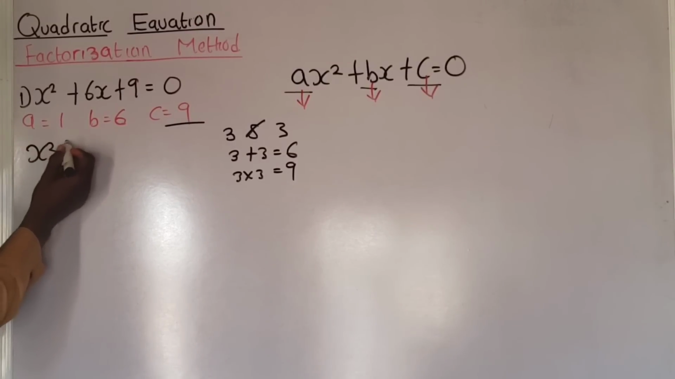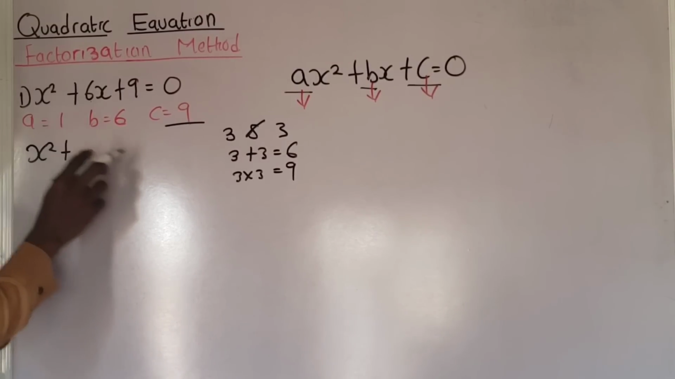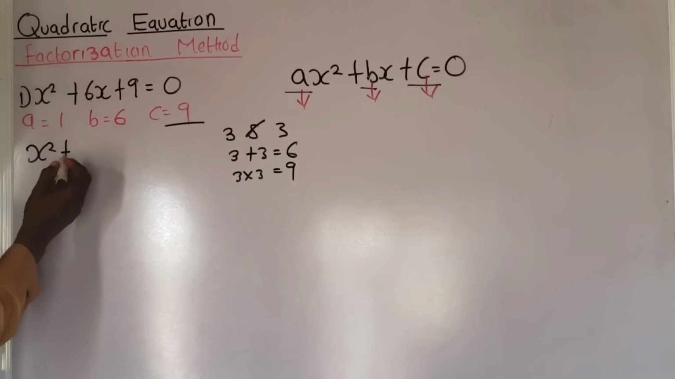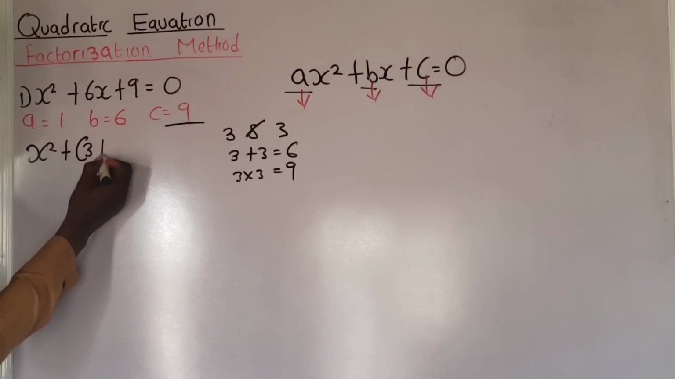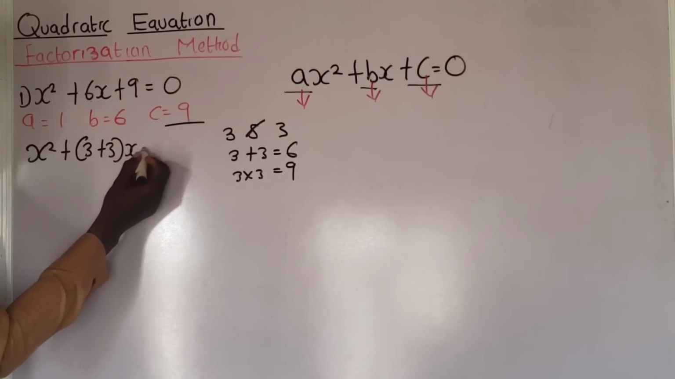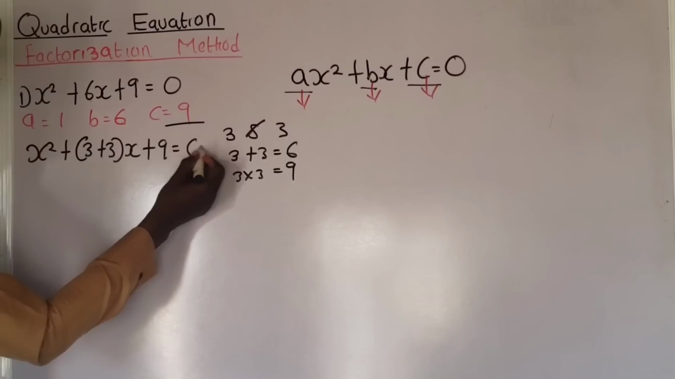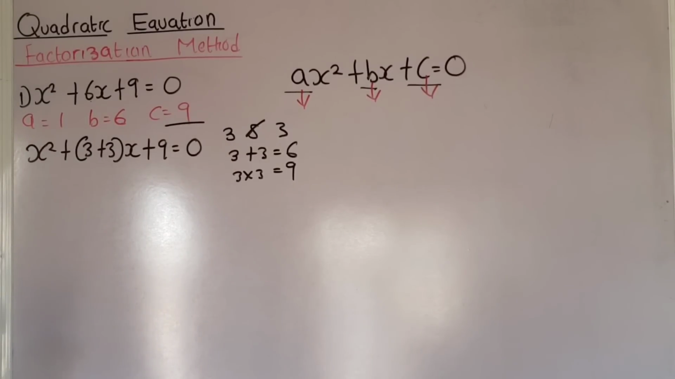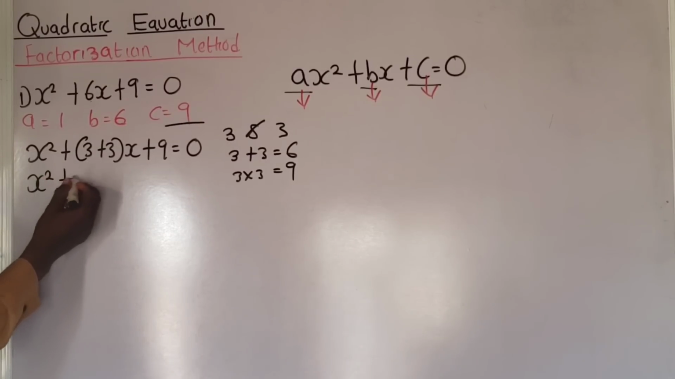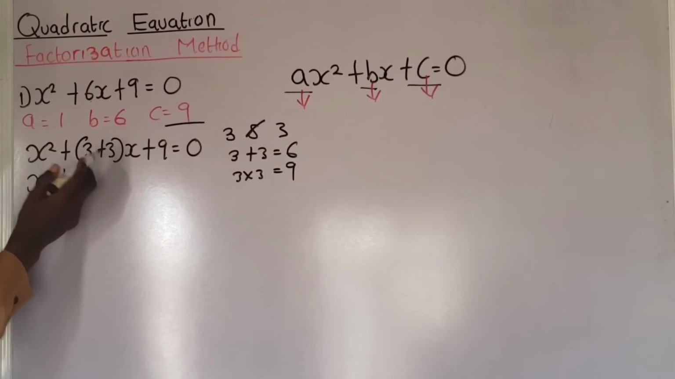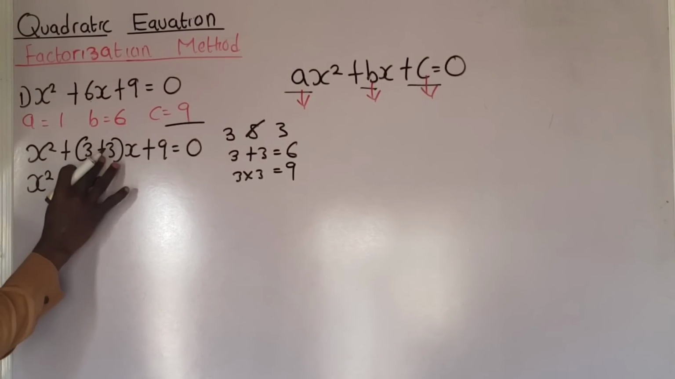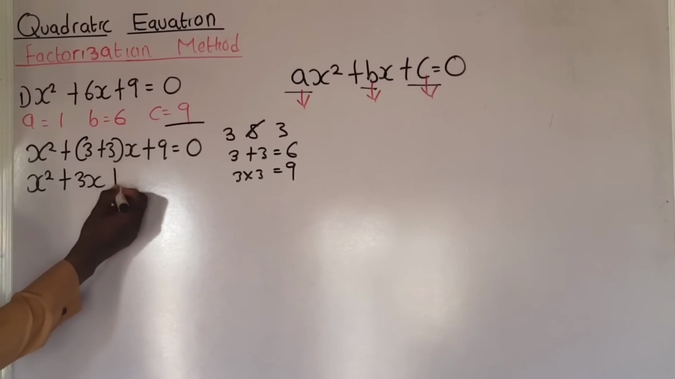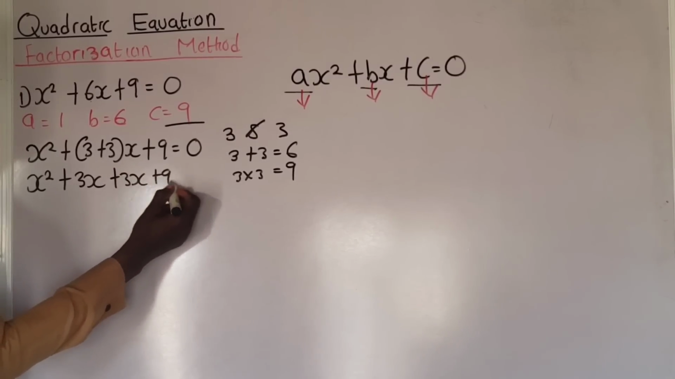x squared plus, so instead of 6, I'm going to replace this with 3 plus 3. Okay? So I'm going to have, in brackets, 3 plus 3, times x, plus 9 equals to 0. Do you understand? So here I'm going to proceed as follows. x squared plus x multiplied by 3 will give me 3x, plus 3 multiplied by x is plus 3x, plus 9 equals to 0.